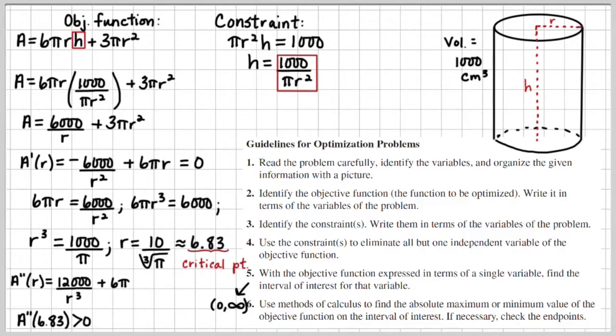So for that expression, when r is positive 6.83, that second derivative function is going to be greater than 0. It's going to be positive, which then leads us to the conclusion that we have a local minimum at r equals 6.83. And since 6.83 was the only critical point within our interval of interest, and we've proven that it's a local minimum, it is also an absolute minimum, which is what we've been looking for.